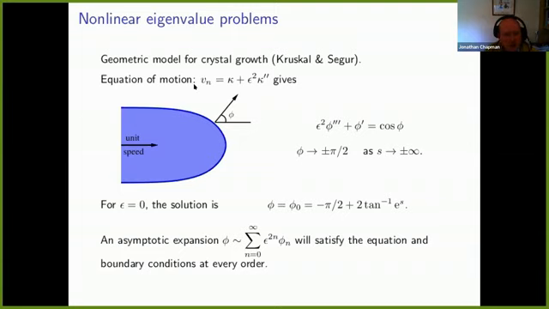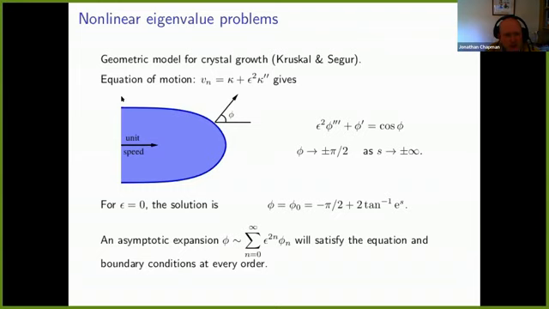And the law of motion is that the normal velocity is equal to the curvature plus some small perturbation times the second derivative of curvature with respect to arc length. Now, I'm not really sure why somebody wrote down this law of motion. I don't know whether this is supposed to represent some sort of surface diffusion, would be my guess. But as I say, it is a problem people have looked at as a toy model.